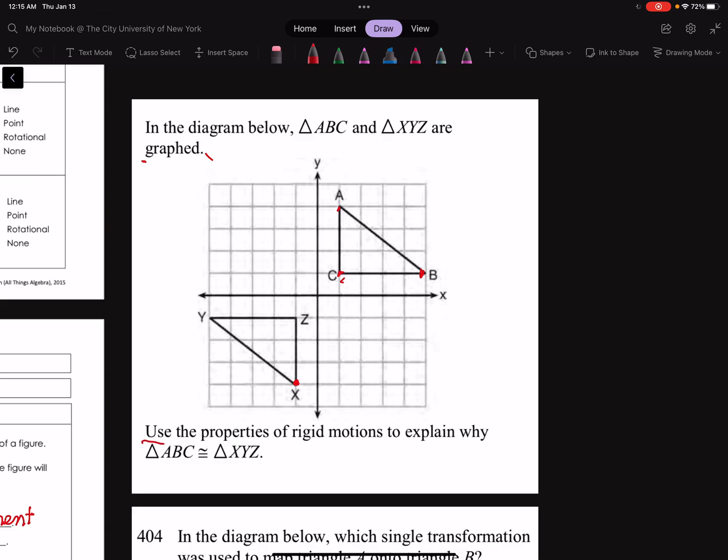It tells you to use the properties of rigid motion. Now we need to understand one thing: what is rigid motion? All this I told you in the class, that all these transformations are rigid motion, except for dilation. Rigid motion means after the transformation, it holds its own size and shape. So this one, after coming over here, takes the same shape. So now we'll have to just use the property of rigid motion to explain why ABC is congruent to XYZ. If it is a rigid motion, the figures will always be congruent.